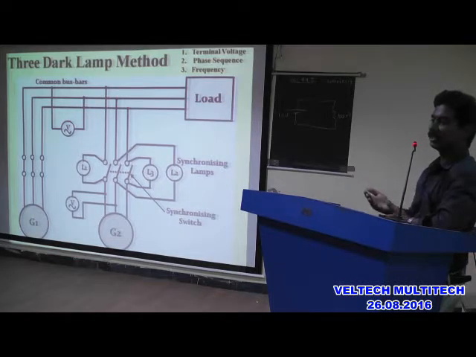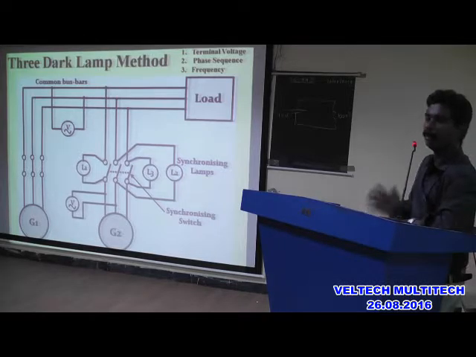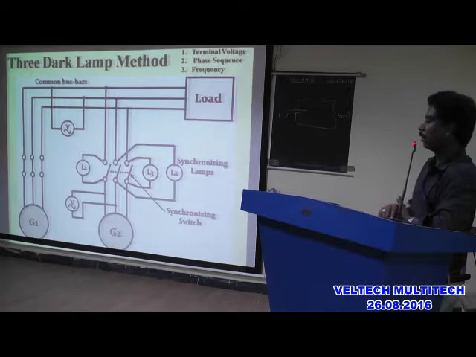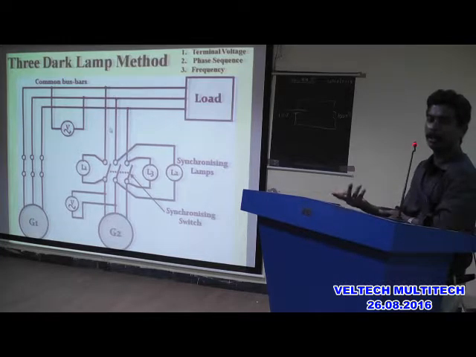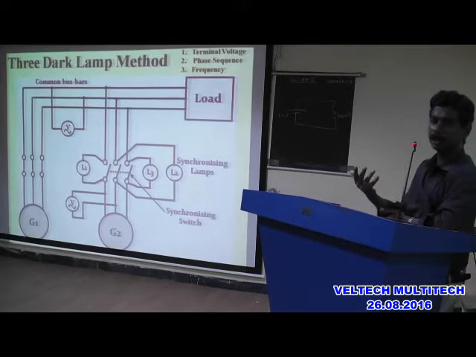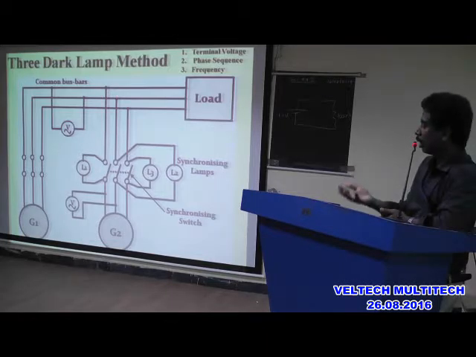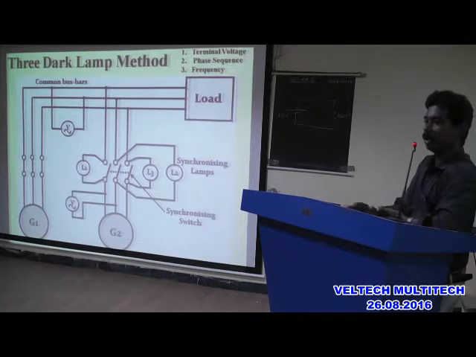The second condition is phase sequence. If all the lamps are simultaneously on and off, the phase sequence is correct. If they are not simultaneously on and off, the phase sequence is wrong. You have to switch off the alternator and change any two terminals of the incoming alternator. Once the phase sequence is correct, all the lamps will simultaneously go on and off.